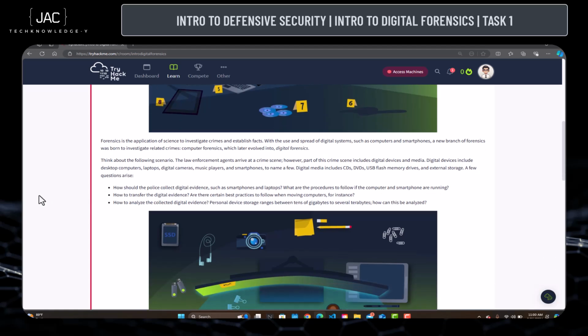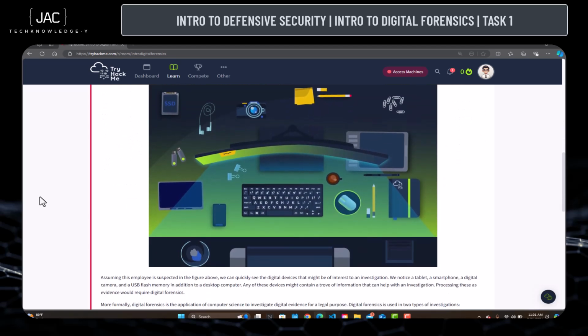1. How should the police collect digital evidence such as smartphones and laptops? What are the procedures to follow if the computer and smartphone are running? How to transfer the digital evidence? Are there certain best practices to follow when moving computers? How to analyze the collected digital evidence? Personal device storage ranges between tens of gigabytes to several terabytes, which we all know is a ton of information. And we see an image here, of course, with all those items named above.